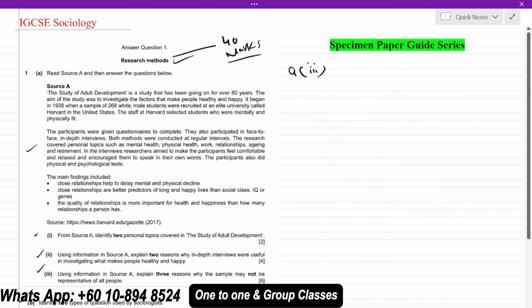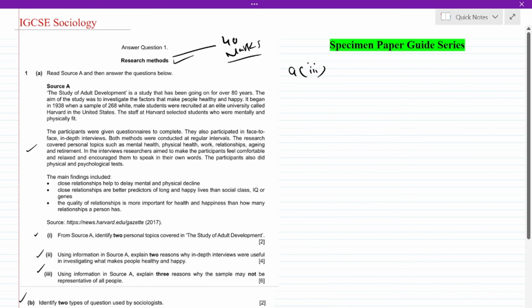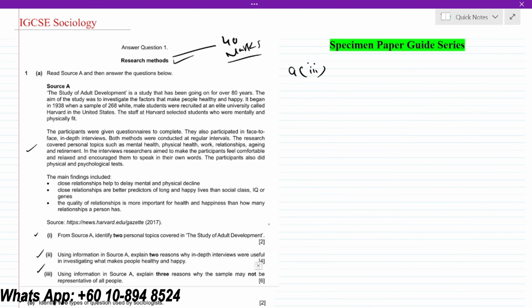You can see that we have basically 6 marks for that particular question. So they are saying that using information in source A, explain 3 reasons why the sample may not be representative of all the pupil. Again, they are asking for 3 reasons. So keep in mind the marking scheme for question number 2, source A, for the 4 marks question, right? So the pattern is same. What we have to do now, we have to provide 3 reasons.